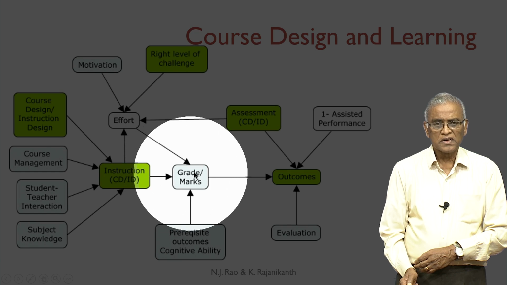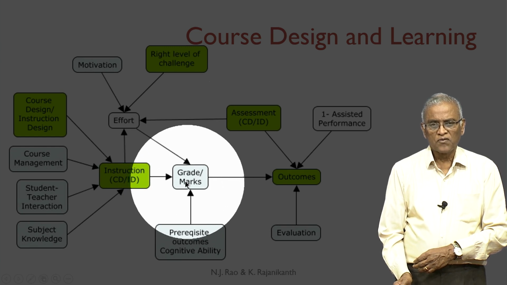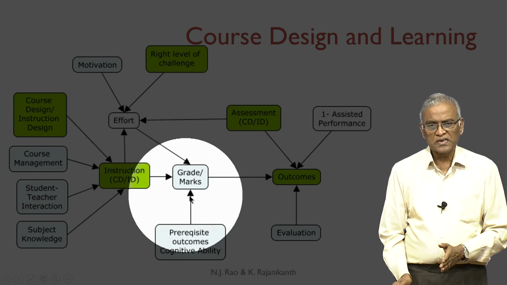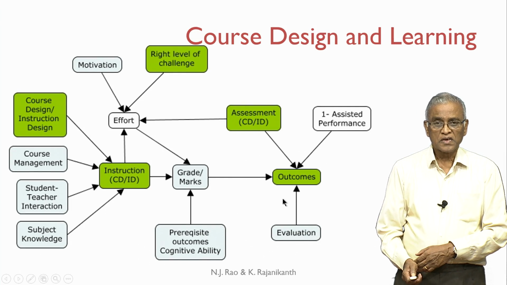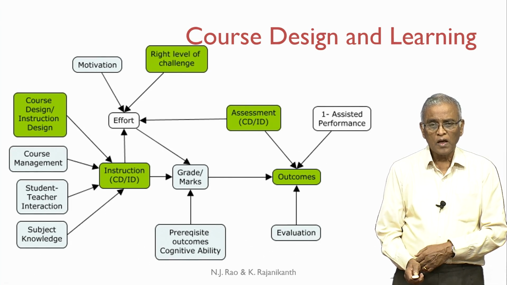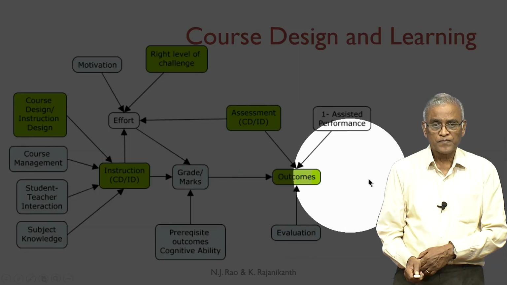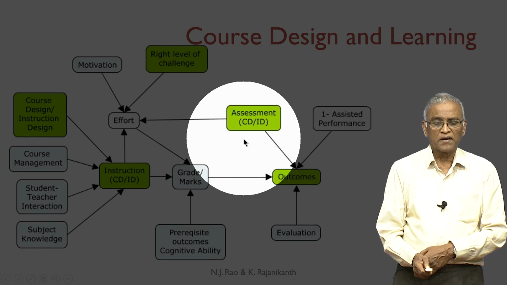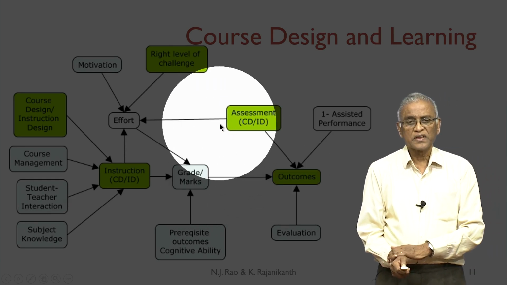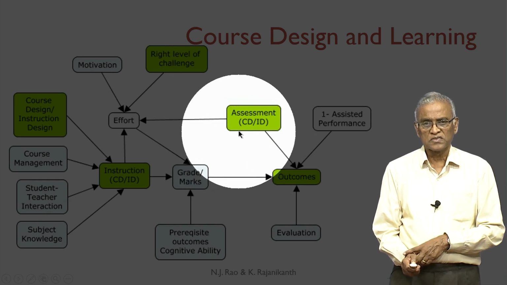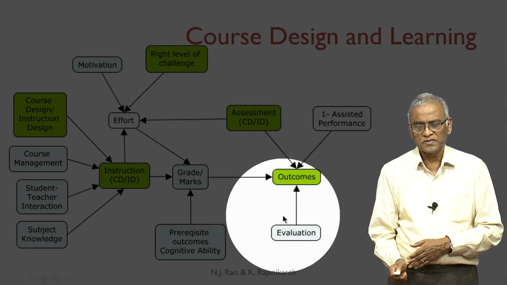By and large, if a student gets a good grade or good marks in a particular course, we equate it, or consider it synonymous, with attaining the outcomes. But is it true? The outcomes, you can say, are represented by the grades or marks, provided you have your assessment right. That means, if I ask very elementary, very superficial questions and the student gets good marks, it does not mean that he has attained the outcomes.